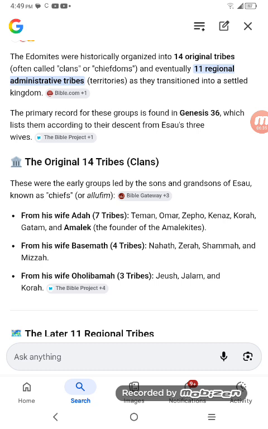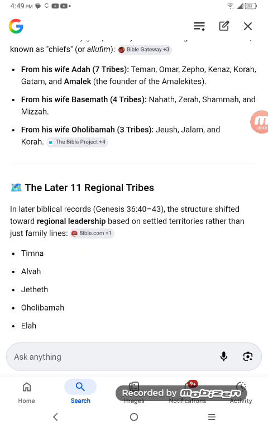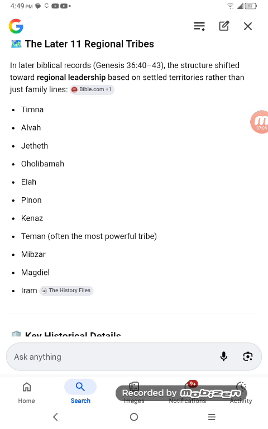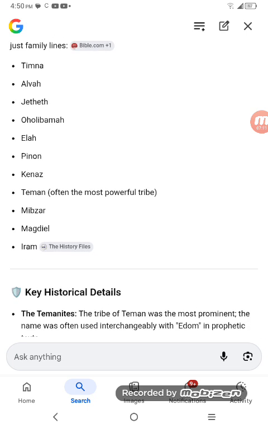It says from his wife Aholibamah, Jeush, Jalam, and Korah. So there you go. It says the later 11 original tribes. In later biblical records, the structure shifted towards regional leadership based on settled territories rather than just family lines. So here you got the names of the Edomites, 11 tribes. And look at this, often the most powerful tribe, Teman. They known as the Germans. So Teman, the top tribes of Esau, is mainly Teman and Amalek.